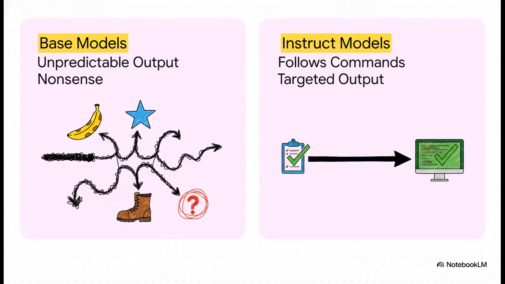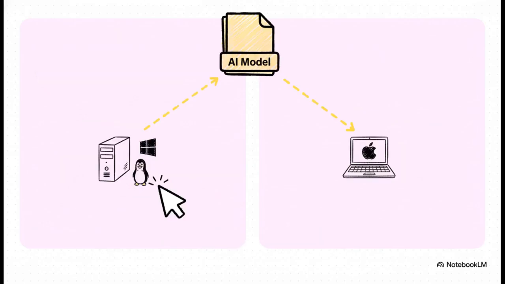You're also going to see models labeled base and instruct. Now, base models are just trained to, well, continue text. It makes them really unpredictable. Instruct models, though, are specifically fine-tuned to follow your commands. So for a coding assistant, you always want an instruct model. No exceptions. And last but not least, the format. This one's super simple. If you're on Windows or a standard computer, you want the GGUF format. That's it. MLX is a special format just for Apple's own chips.